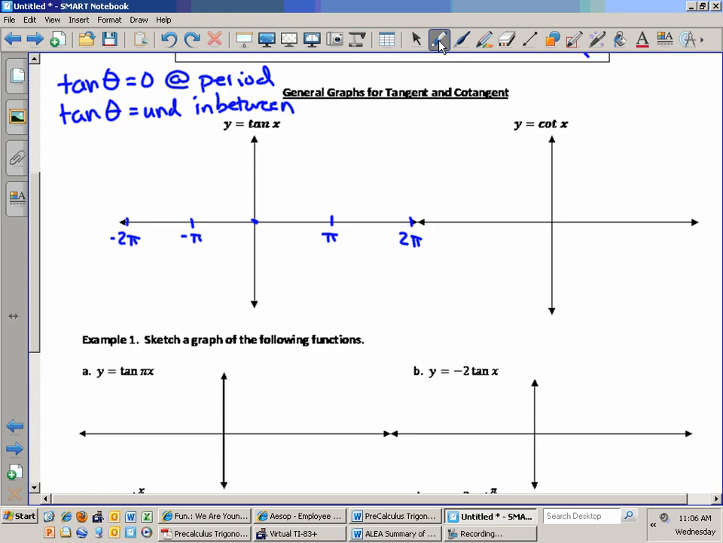If tangent is undefined at pi over 2, that means that the graph never has a value at pi over 2. And if graphs never have values at certain domains, generally speaking, we have asymptotes. These are called vertical asymptotes, halfway in between the periods. At the period, tangent is equal to 0.